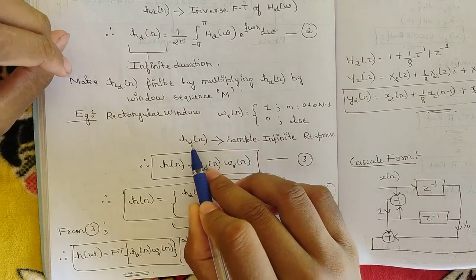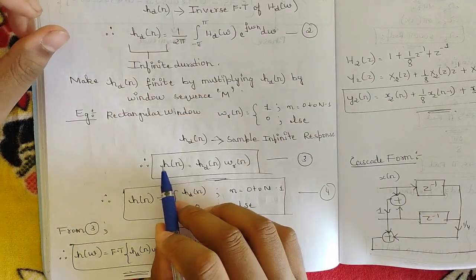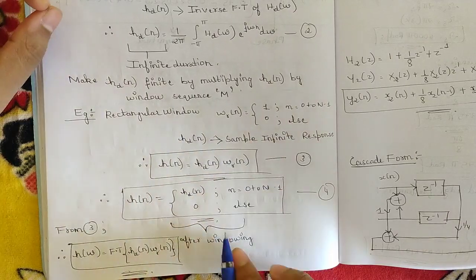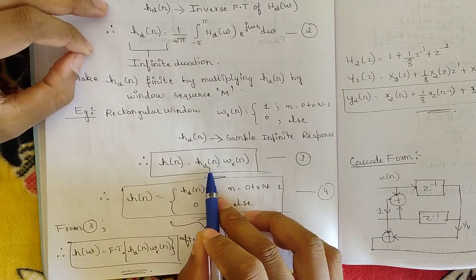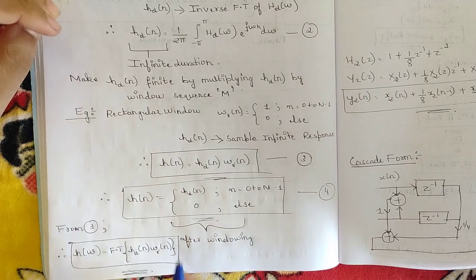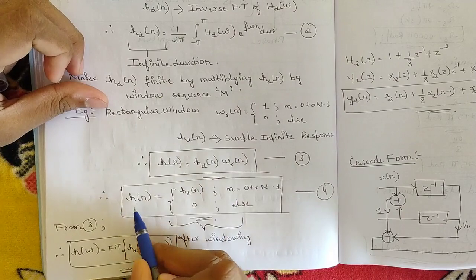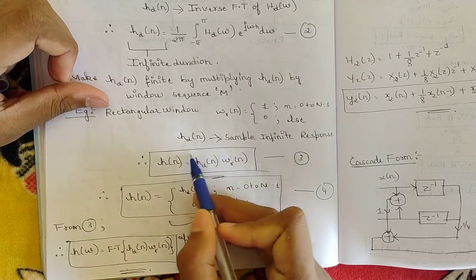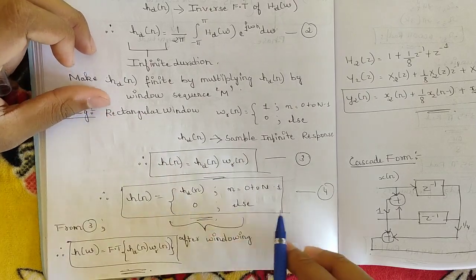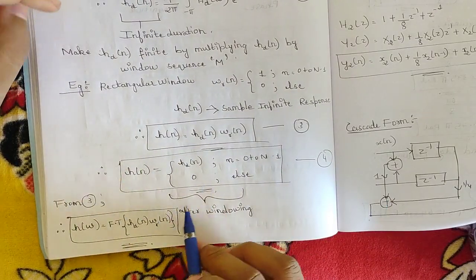Now HD of n is the sample infinite response. So in order to make it finite, we replace HD of n by h of n by multiplying it with the rectangular window. That is, h of n is equal to HD of n into omega r of n. Okay, so this is one equation. Write it as equation 3. According to the definition of the rectangular window, it is 1, right? So h of n is equal to HD of n into 1 for all the values of n equal to 0 to n minus 1, and 0 else, right? So name it as equation 4. This is the equation we have got for h of n after the windowing.